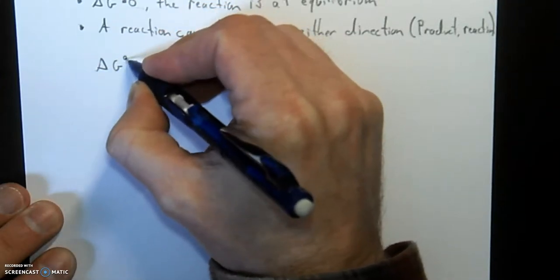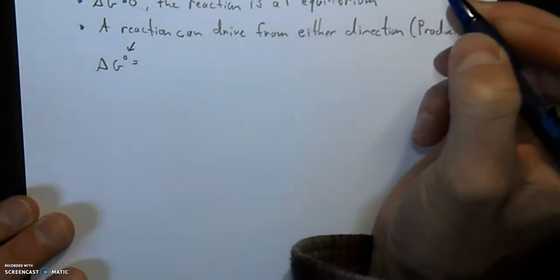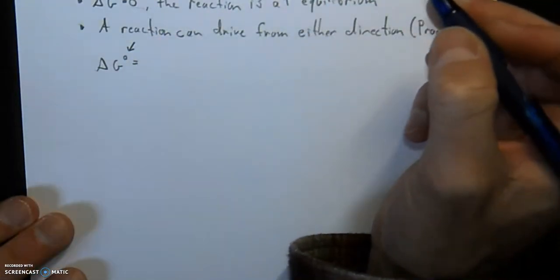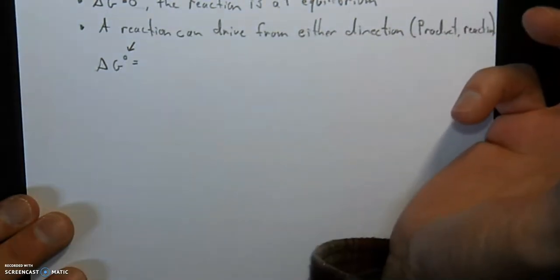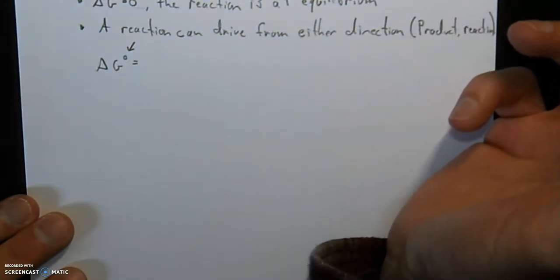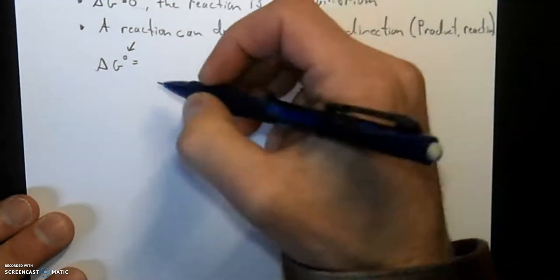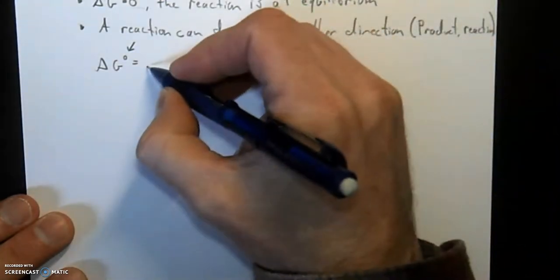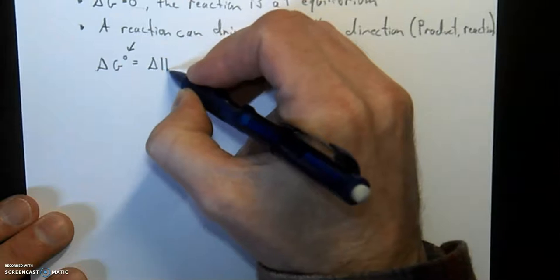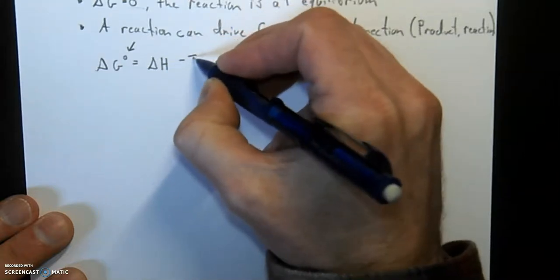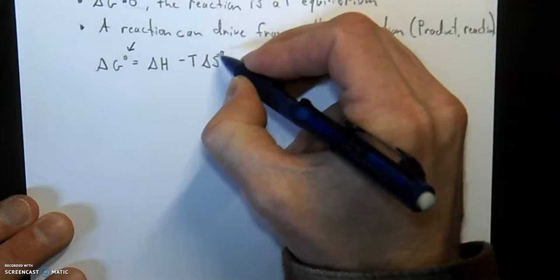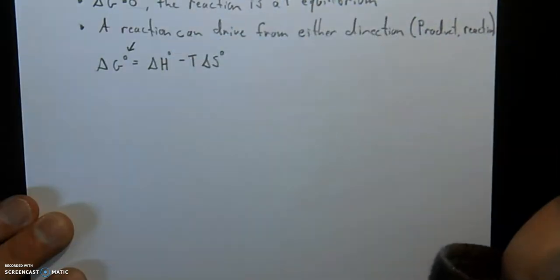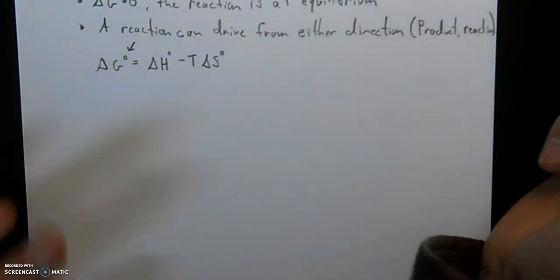Delta G, with this little symbol up here, which is pronounced "naught," just means standard conditions. And standard conditions is STP, actually, well, 25 degrees Celsius, 298 Kelvin, and 1 atm. So we'll put that in there. And it's equal to delta H minus temperature times delta S. And both of these, again, at standard temperature. But we can manipulate these around, and we'll talk about that in a second.